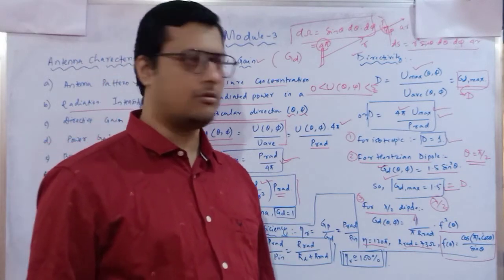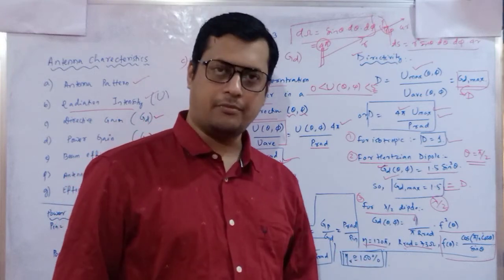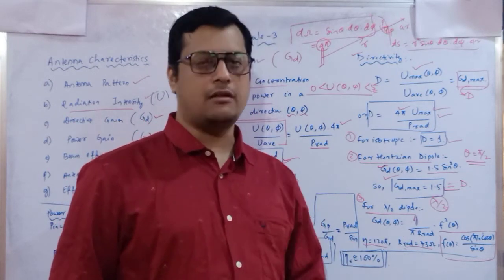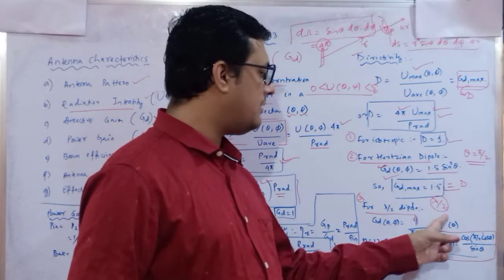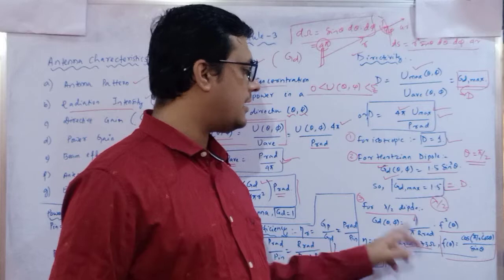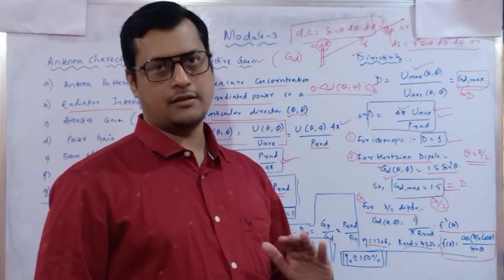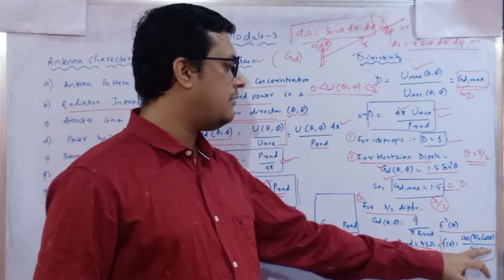Once these values are known, you can identify the directive gain for the half wave dipole. If I want to determine the maximum, maximum means this value must be 1. If this value is 1, then the rest of the value is the maximum quantity. So that thing you have to see. Okay, how, when will it be maximum?